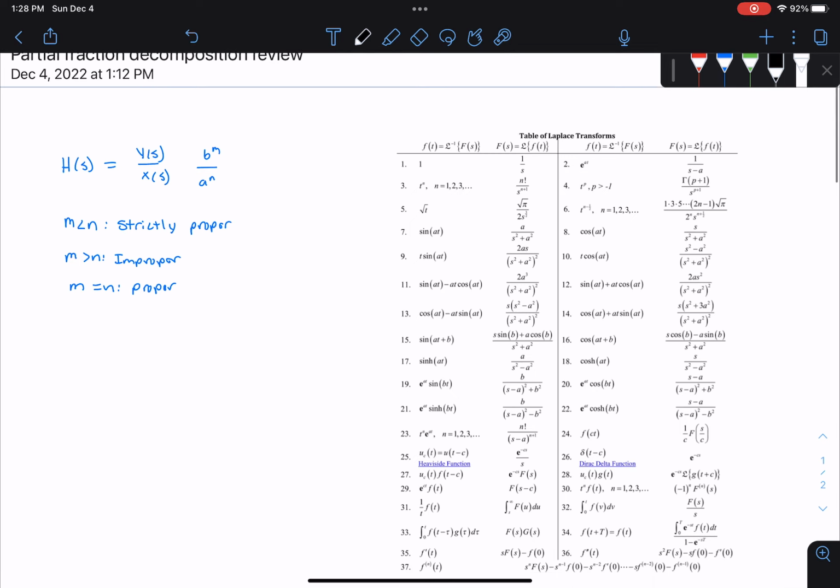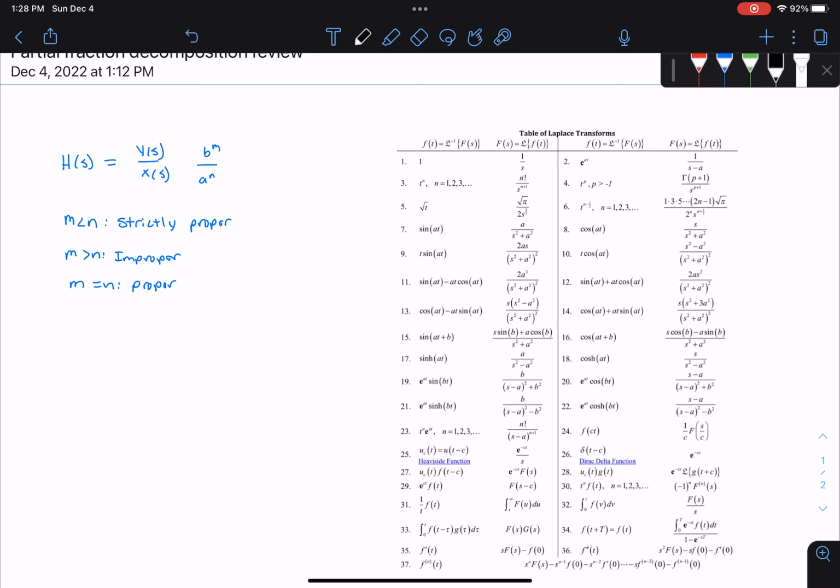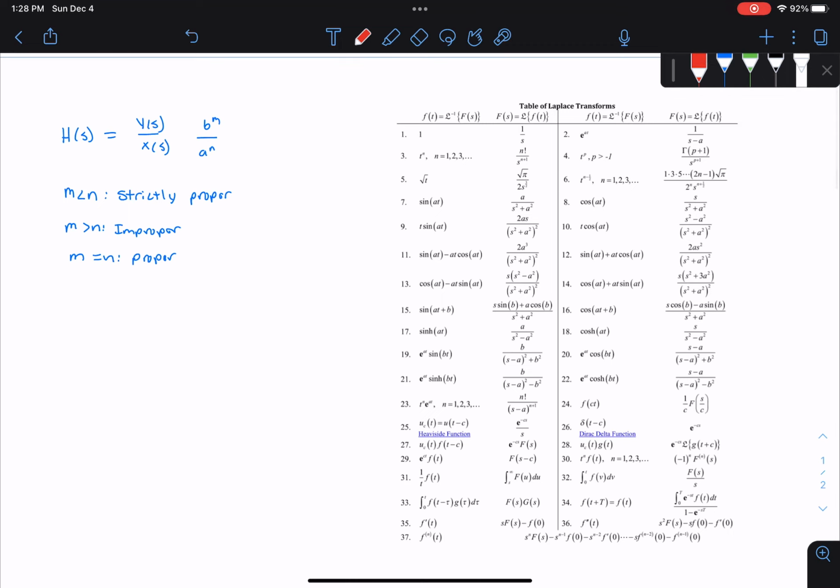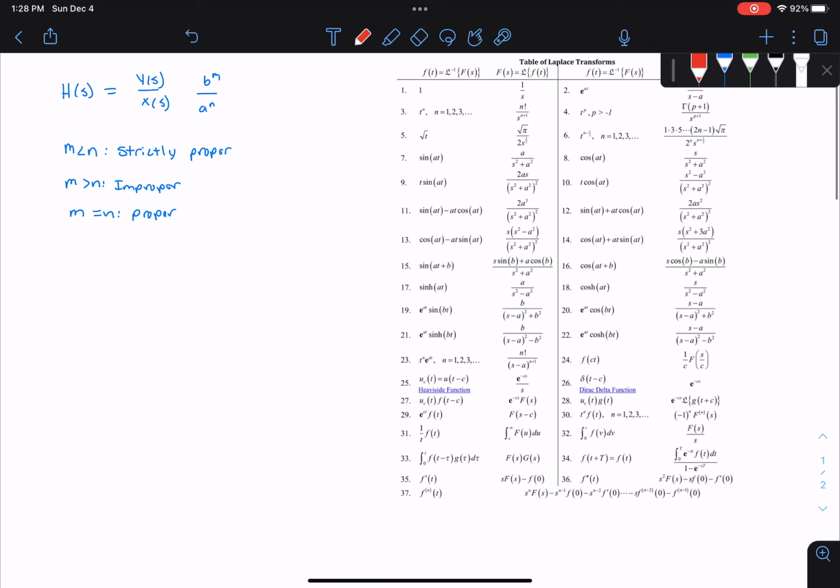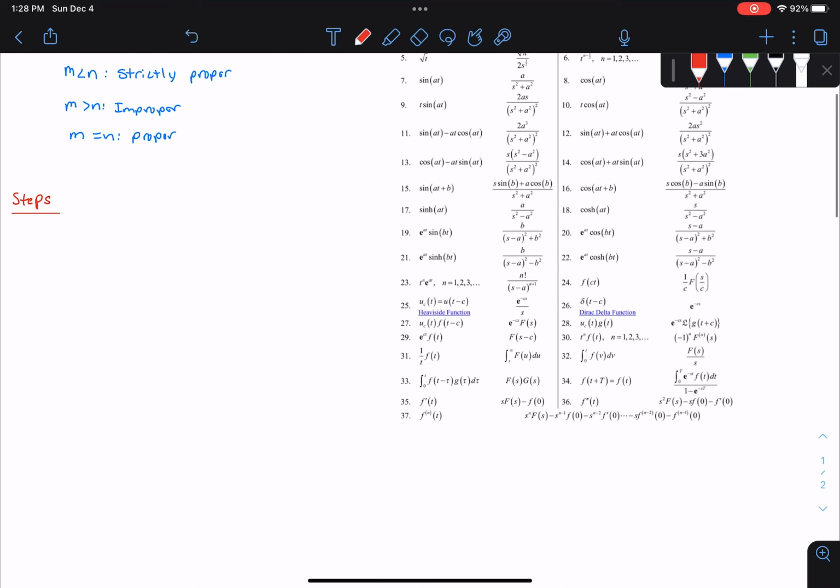So the first thing you need to look at is the exponent on the numerator, m, and see if it's less than the exponent on the denominator, and that's n. The other two cases that we have is an improper rational function, which is m is greater than n, and then a proper rational function, which is m is equal to n. So now we're going to be going over the different steps in order to solve partial fraction decomposition. I'll split this up into 5 different steps.